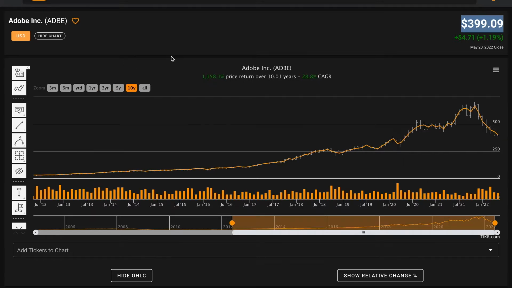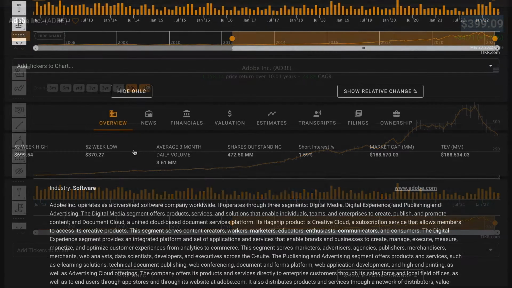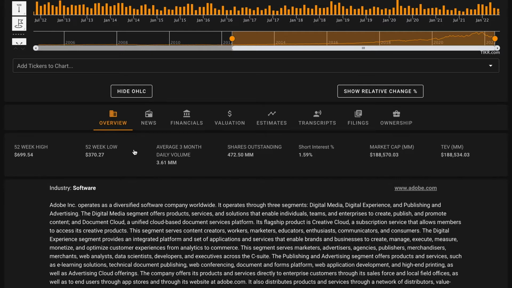However, going back 10 years, Adobe has done quite well. Even with this decline, Adobe's returned nearly 29% compounded annually, far outpacing the S&P 500 and most other stocks during this period. So Adobe's trading for about $30 over their 52-week low, which is down quite a bit from their 52-week high. Adobe is a very large business.